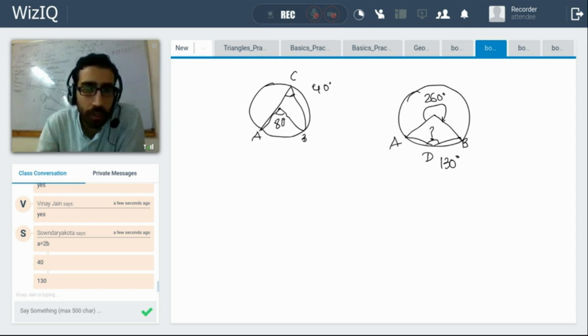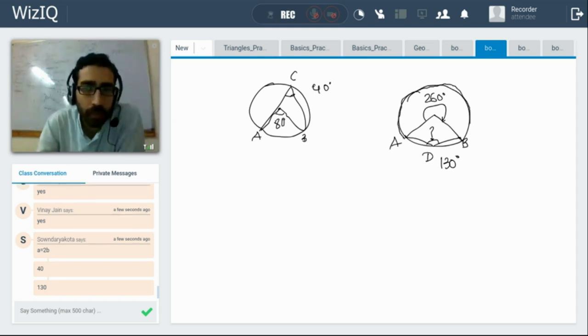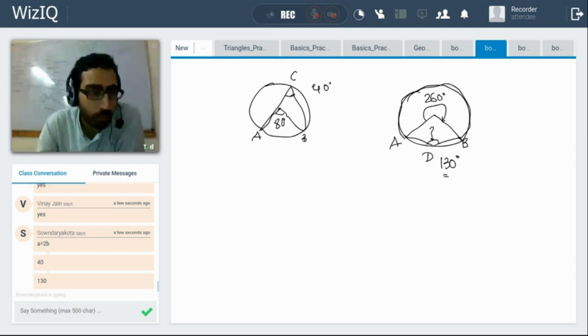So think of major arc AB. Major arc AB subtending 260 at the center will subtend half of that on the other side of the circumference, not on itself. On the other side, on the remaining portion, on the minor arc now, it will subtend half of 260, which will be 130. Is this clear?